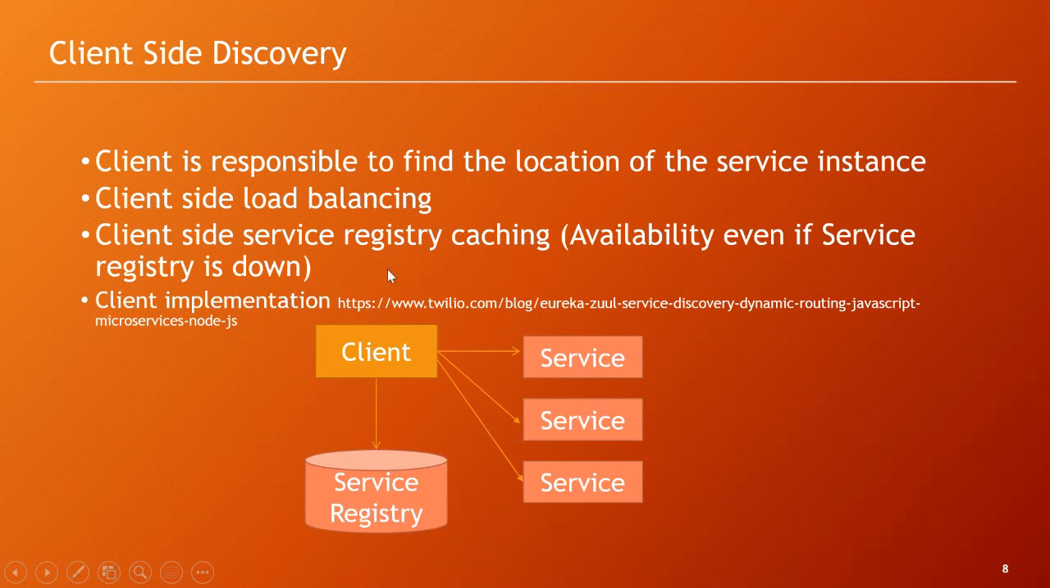In client-side discovery, the client is responsible for finding the location of service instances. As we saw, the API gateway client directly makes a call to the discovery server, and based on that, it gets the details of all the IP addresses. So the client is directly making a call to the service registry. You can see in the diagram below, the client is making a direct call to the service registry, and based on that, it is getting the details of all the service instances.